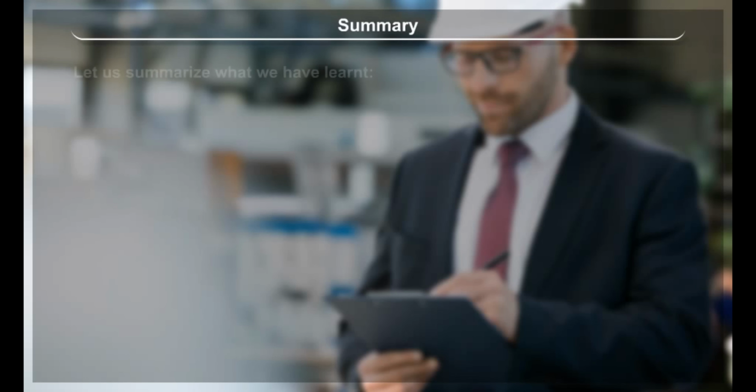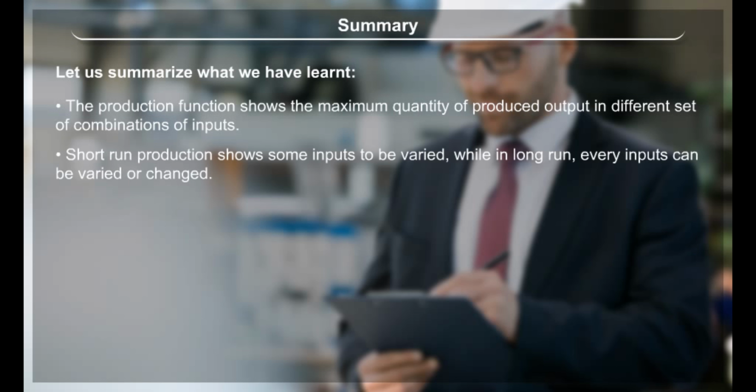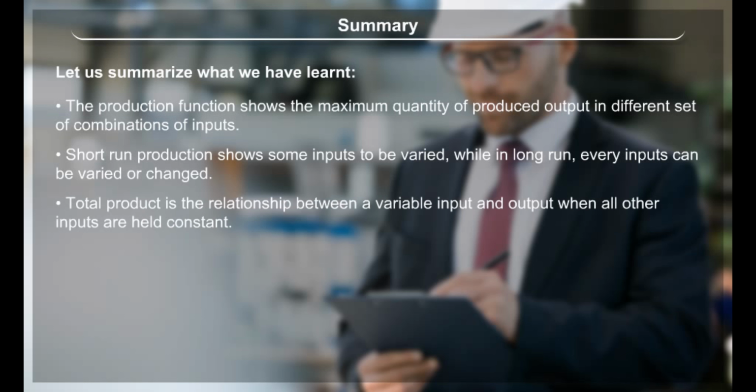Summary. Let us summarize what we have learned. The production function shows the maximum quantity of output produced with different combinations of inputs. Short-run production shows some inputs being varied, while in the long run, every input can be varied or changed. Total product is the relationship between a variable input and output when all other inputs are held constant.